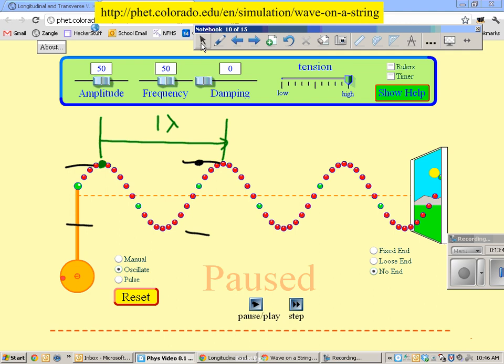All right, so I'm going to attempt, I don't know if this will work or not, to unpause it and then repause it at the exact right moment. So here we go, boom. Oop.